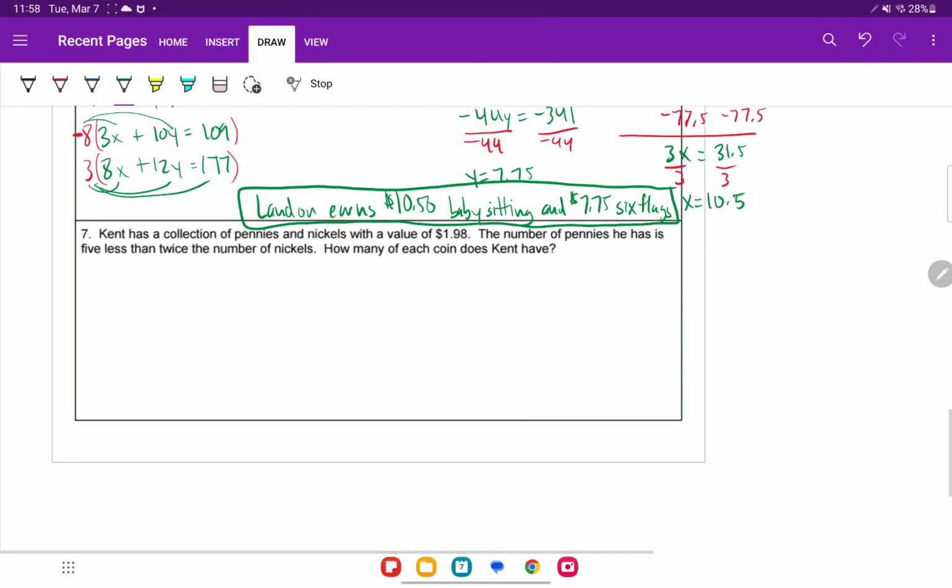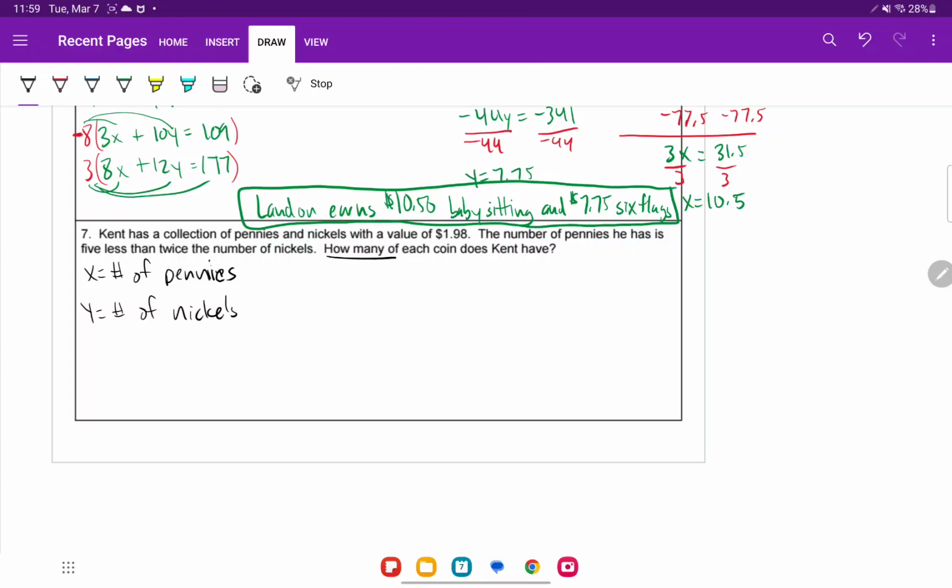All right, for the last one, Kent has a collection of pennies and nickels with a value of $1.98. The number of pennies he has is 5 less than twice the number of nickels. How many of each coin? So X is going to be the number of pennies. And Y will be the number of nickels.